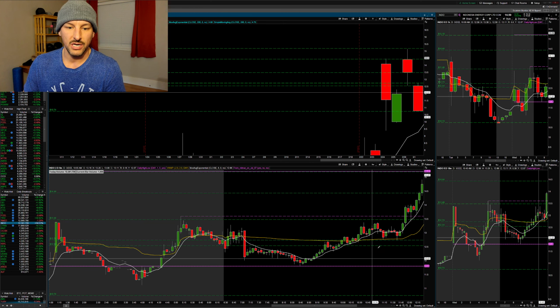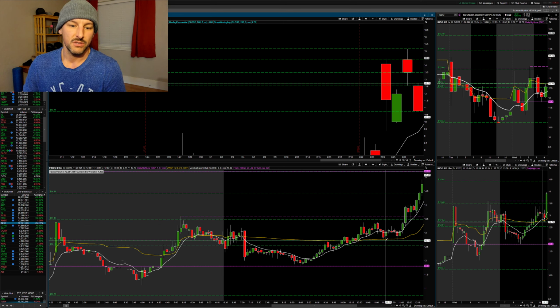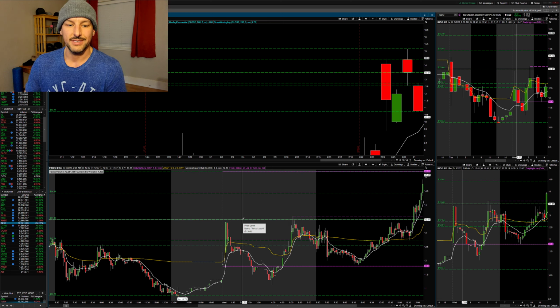And you can see that it chopped around and it actually came down and tested that level, which is also bullish confirmation. Whenever a stock breaks above a level and then comes back down to test it, that means that it holds above it. That means that it's a bullish looking chart. So once again, it's very simple. All we're looking for is breaks of resistance.